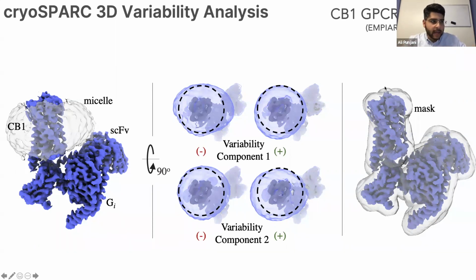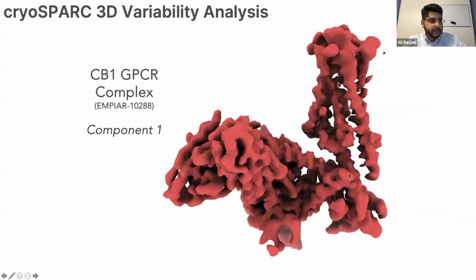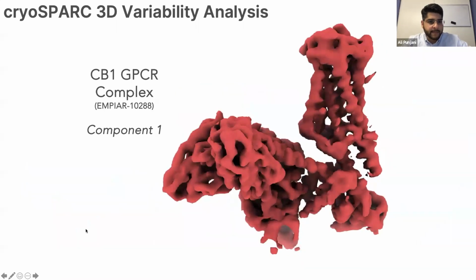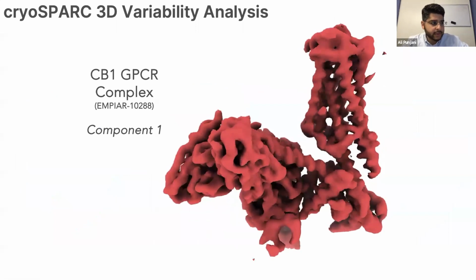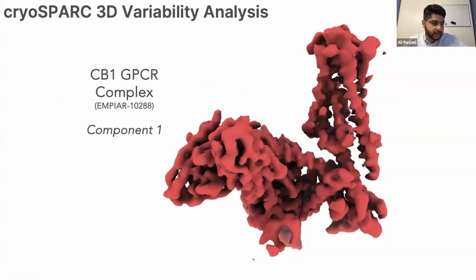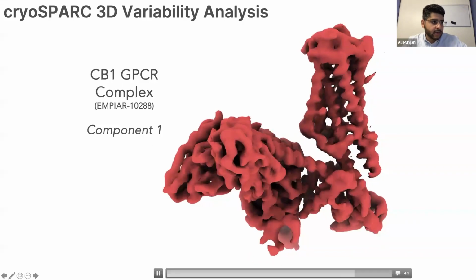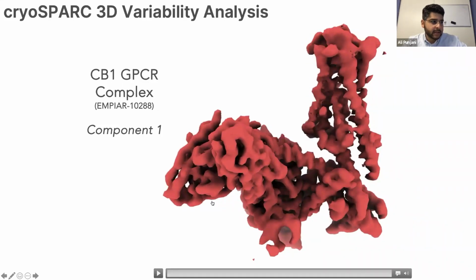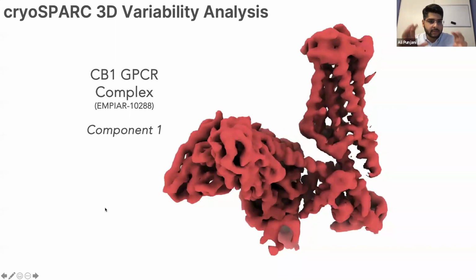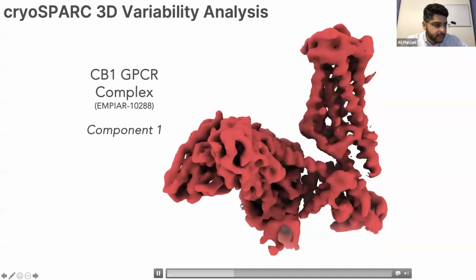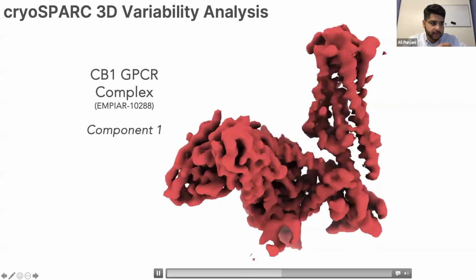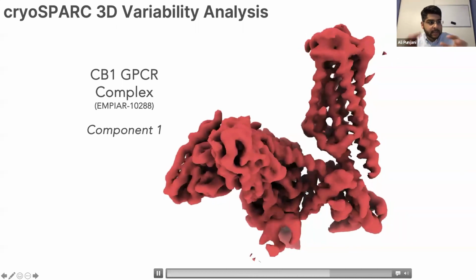So what we can do is create a mask, a soft shaped mask that only contains our protein, excludes the micelle, and now run 3D variability analysis inside this mask. And it's only going to look at variability inside the mask. What we end up with there are some results that are really nice. Even for this small membrane protein, we can see directly continuous flexible motion of the actual complex. And the first component that we see is a clear bending mode where the transmembrane domain and the soluble parts move closer and further apart.